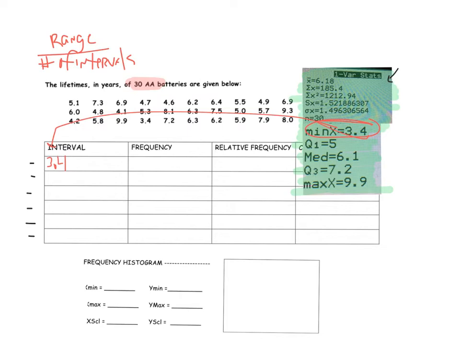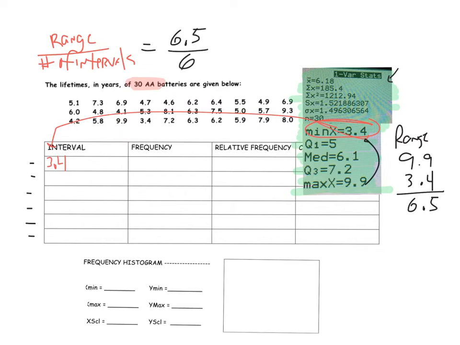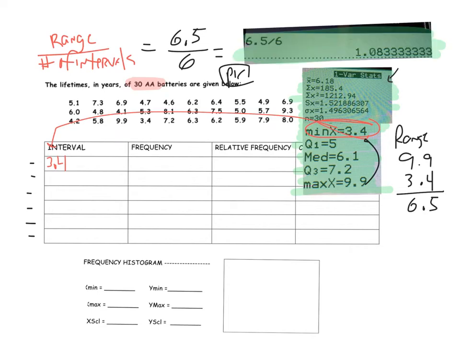So here we're going to take the range. Well, the range is the max minus the min. So here we're going to have 9.9 minus 3.4, or here our range is going to be 6.5. So here we're going to do 6.5 divided by the number of intervals, so divided by 6. Do this division on your calculator and take a picture of the result. Here, you're left with 1.0833333. Now, what are we trying to do? We're trying to find the class width, the interval size.